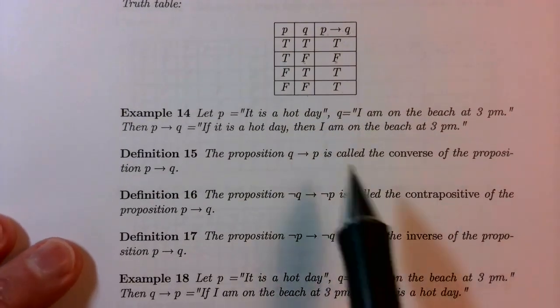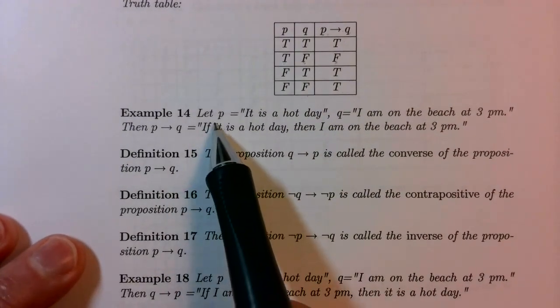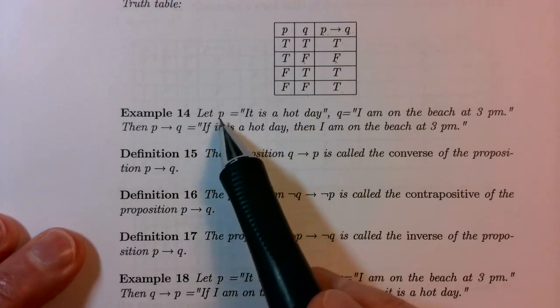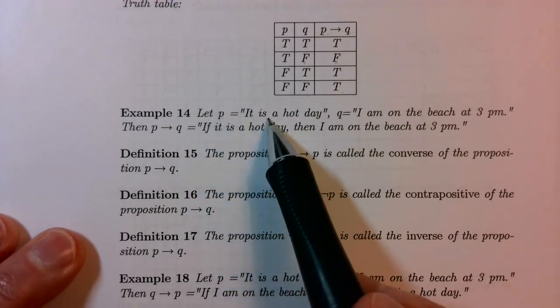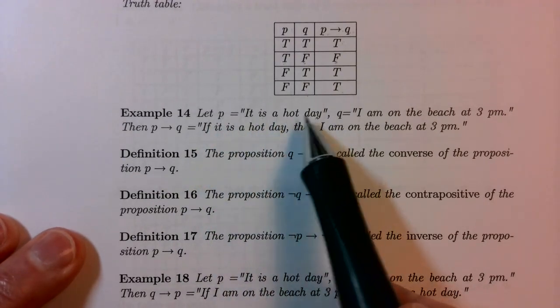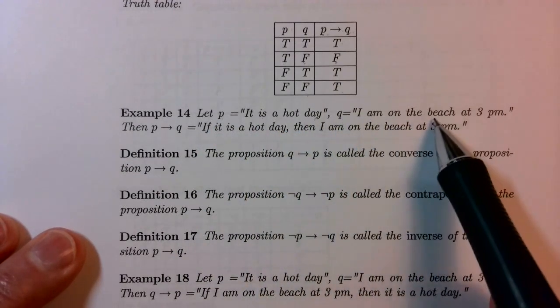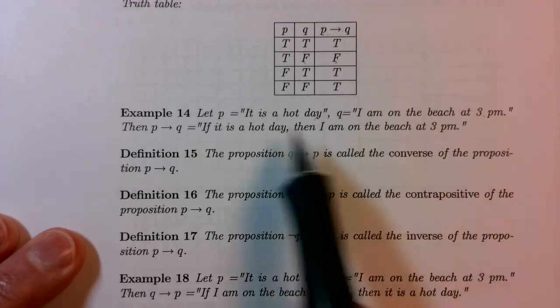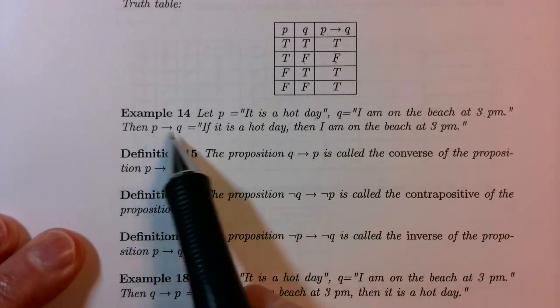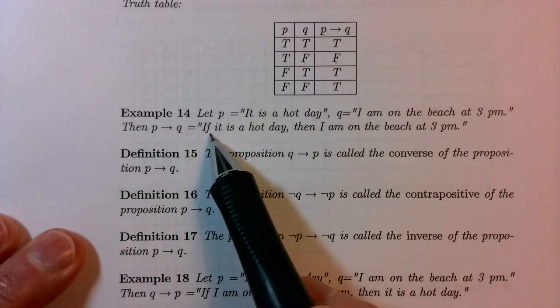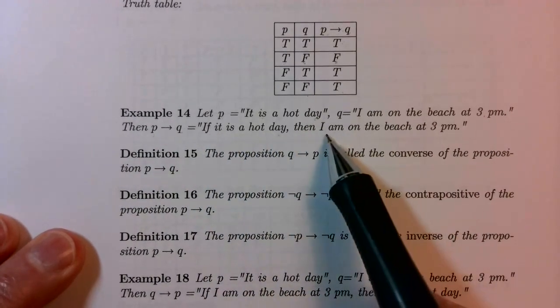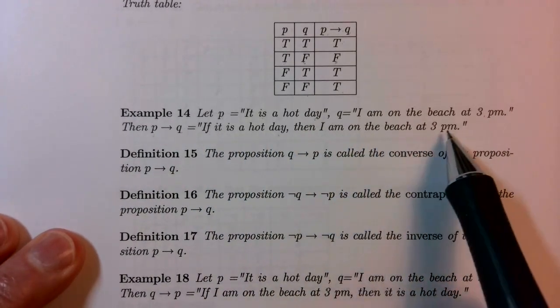Here we have an example of a conditional proposition. P means the proposition it is a hot day. Q means I am at the beach at 3 p.m. And then if P then Q means if it is a hot day, then I am at the beach at 3 p.m.